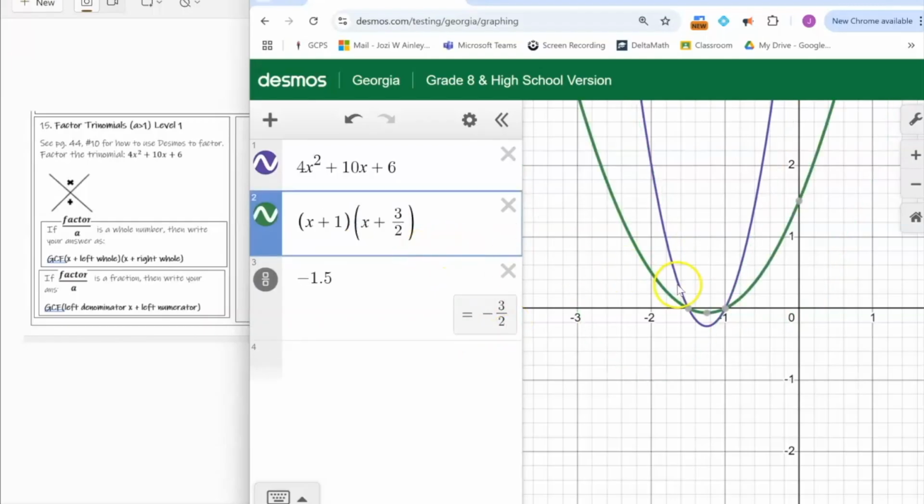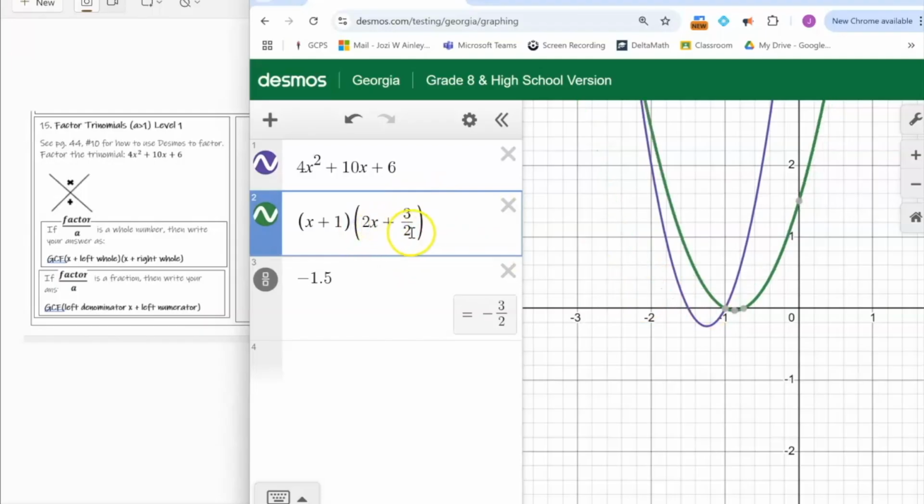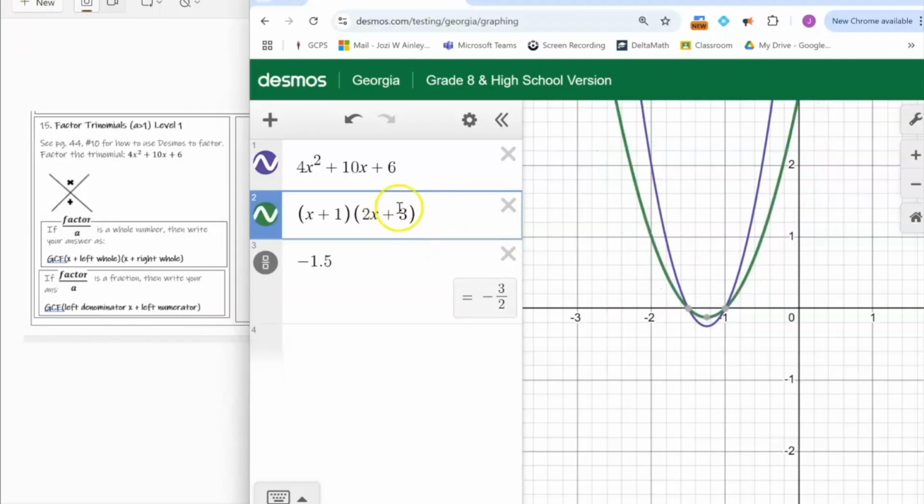I have never seen a quad. It lines up, but this is not how we write it, right? So remember, you take your denominator and you put it where? In front of the x. That's all you got to do. You take your fraction, you take your denominator, put it in front of the x, and please make sure you change the sign. And as soon as you do that, you see my solutions have lined up.